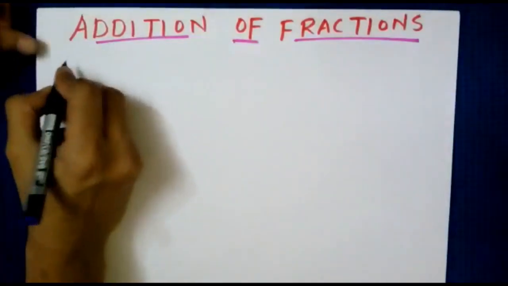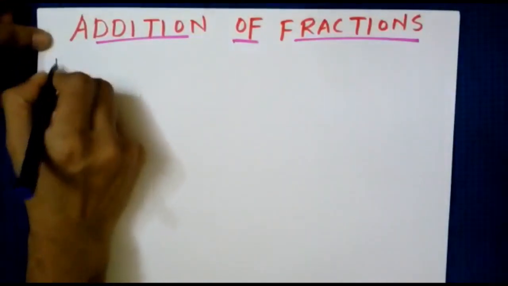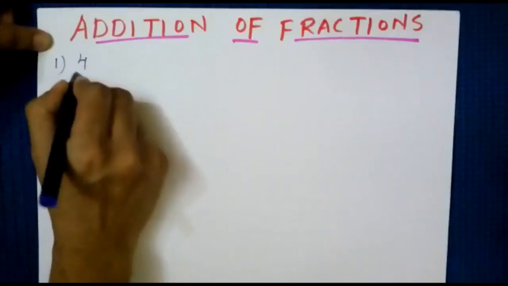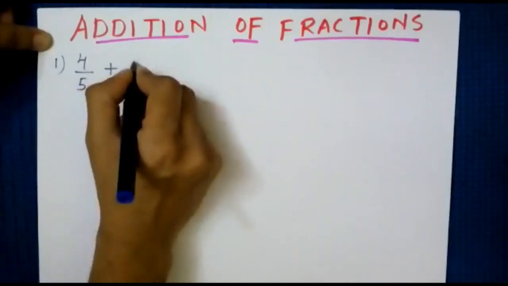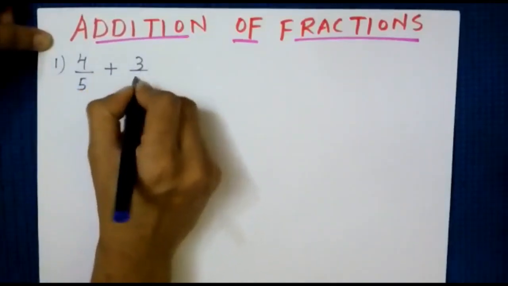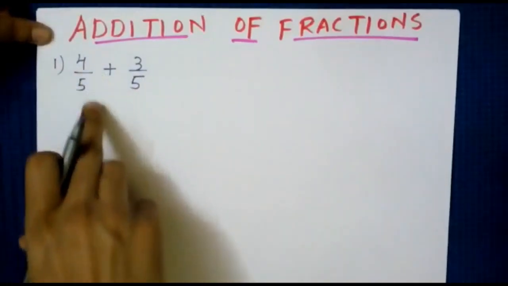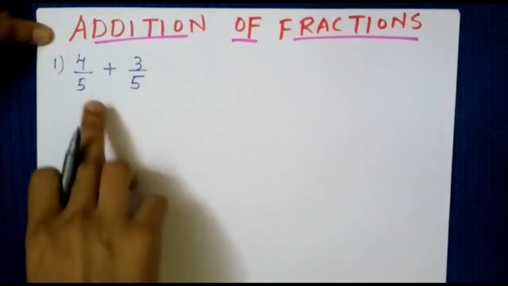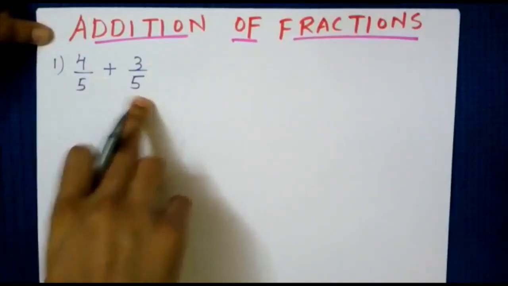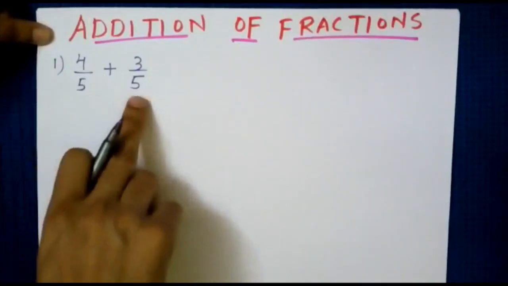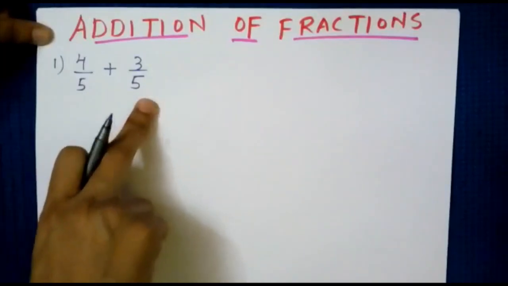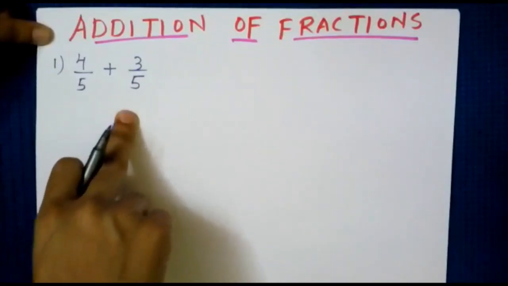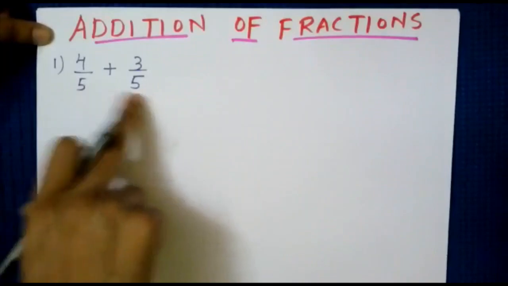First of all, in addition of fractions, suppose I am taking 4 upon 5 plus 3 upon 5. Now in this fraction you can see that the denominators are same. In such a case, when the denominators are same, such fractions are called like fractions.